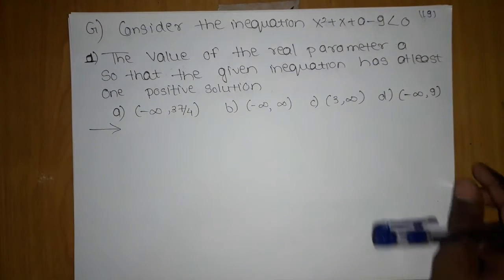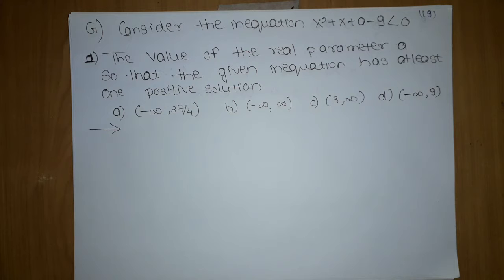So here comes the next comprehension. Consider the inequation x square plus x plus a minus 9. Now it is a function, which means they have involved inequalities here in the quadratic. What else are they asking? There is nothing much in this comprehension. This is the question.